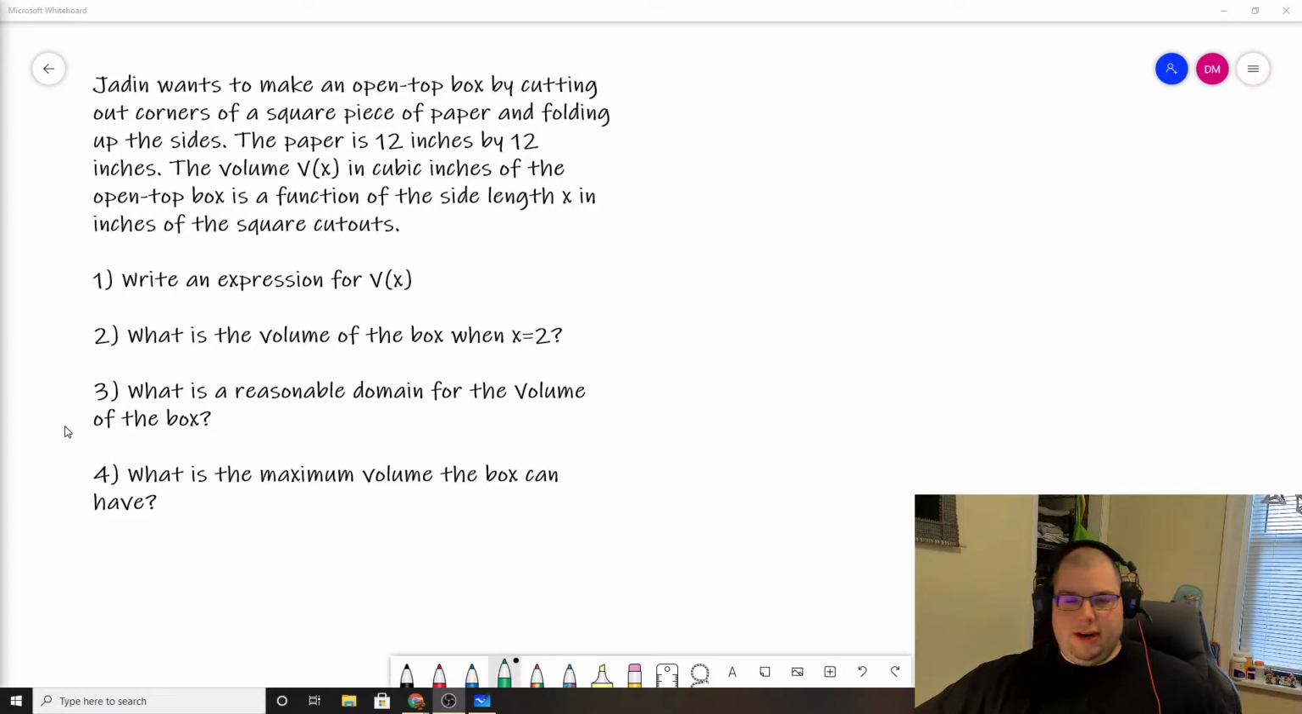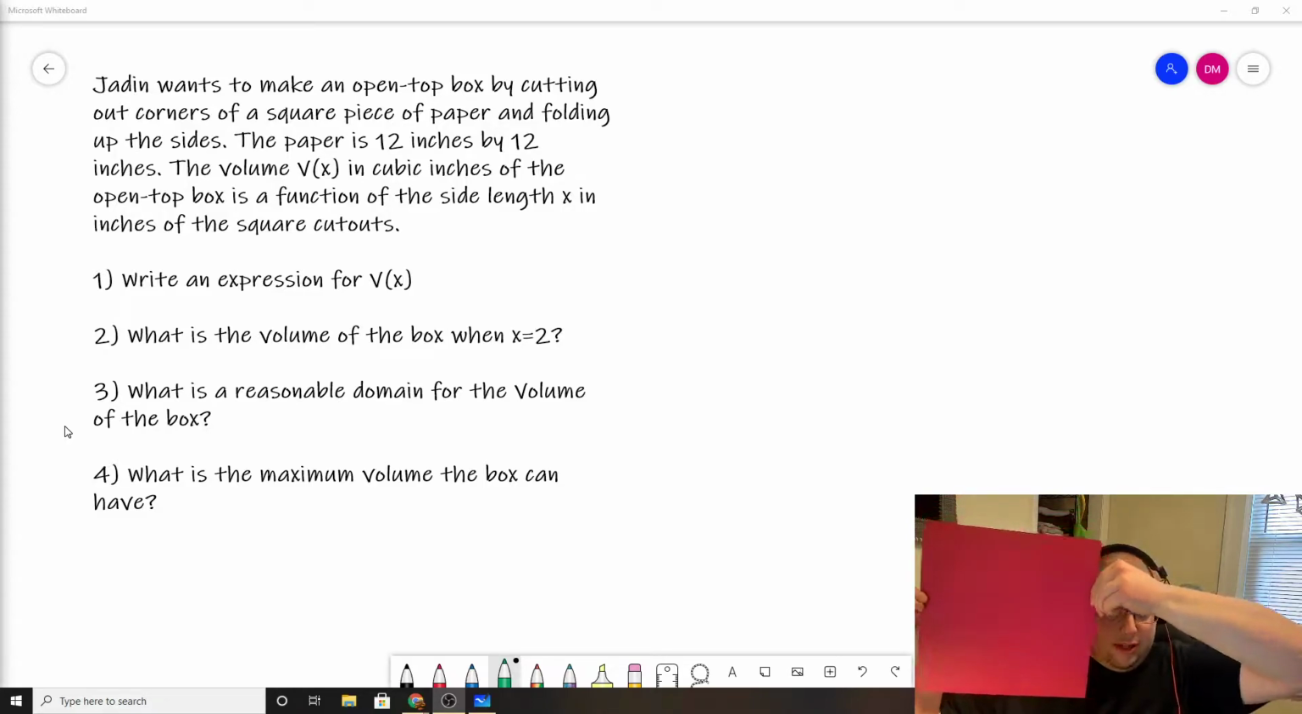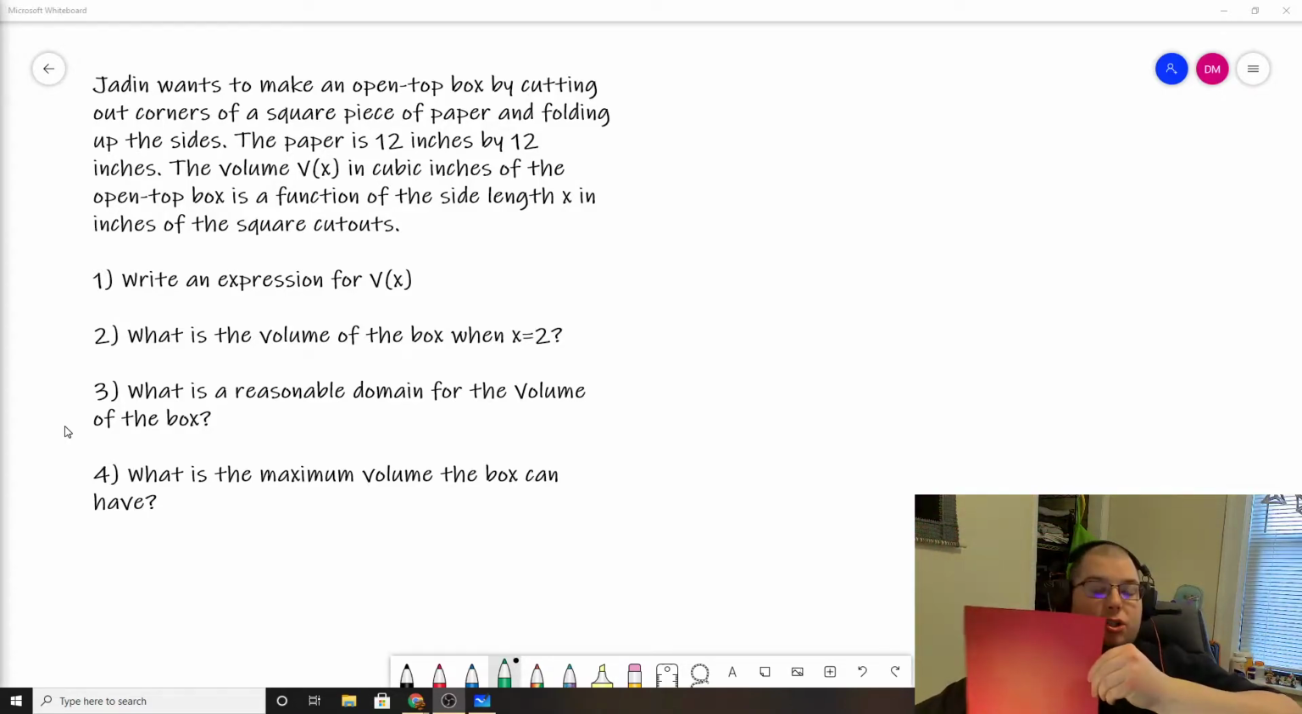Let's figure out how we're making this box, because I think once we understand how the box is made, we'll understand where the volume formula comes from and how it works, and then we'll go from there in answering the questions. So we're starting in this problem with a square sheet of paper. Let's switch to the camera only. So now you get a good look at my face, but better yet, you get a good look at a square sheet of paper. This sheet of paper I'm holding up is in fact 12 by 12.